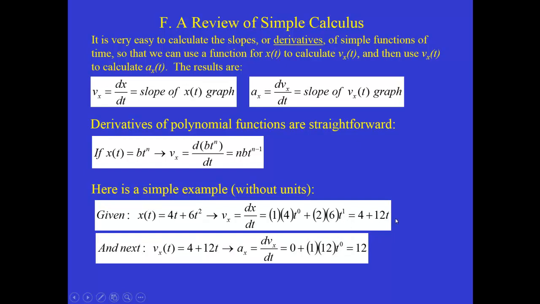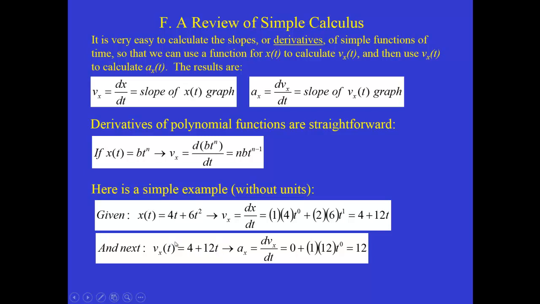Now, taking this expression for the velocity as a function of time, we can calculate the acceleration. The acceleration is the slope of velocity versus time, or the derivative of velocity versus time. They mean the same thing. The first term is a constant, and a constant term doesn't change in time, and so the derivative of that is 0.